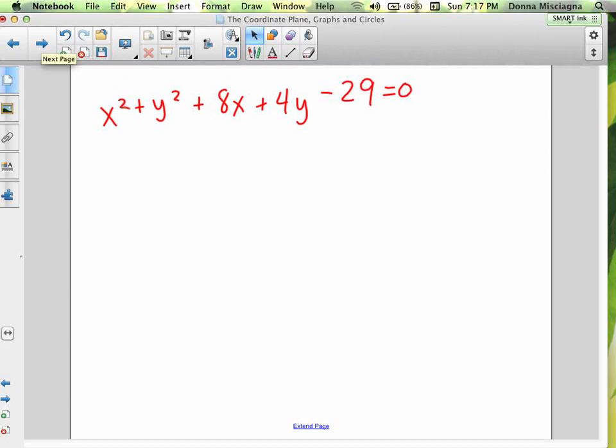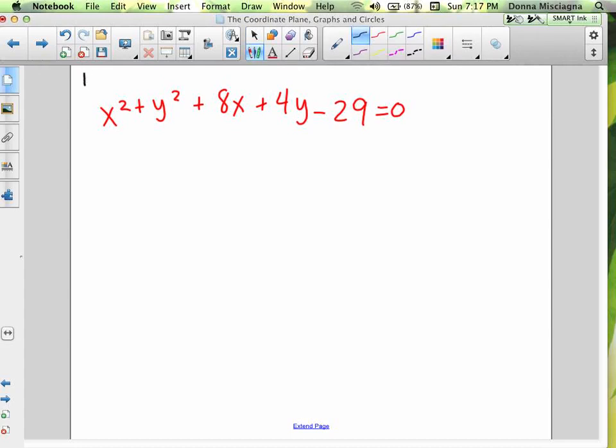Oh boy, this is all in little pieces. There we go. So we're going to rewrite and identify the center and radius. And there's no way we're going to identify the center and radius when it looks like this. Let's put it in the right format.